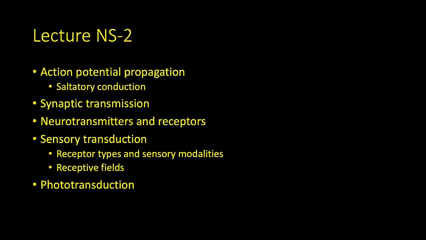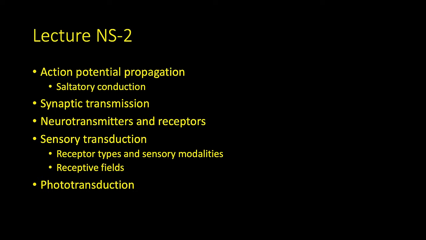This is lecture NS-2. In this lecture, we're going to start by talking about how action potentials are propagated down an axon, and we'll also get into the concept of saltatory conduction and myelination. We'll then talk about what happens when the action potential gets to the axon terminals, the concept of synaptic transmission, including neurotransmitters and receptors, and how that whole process works.